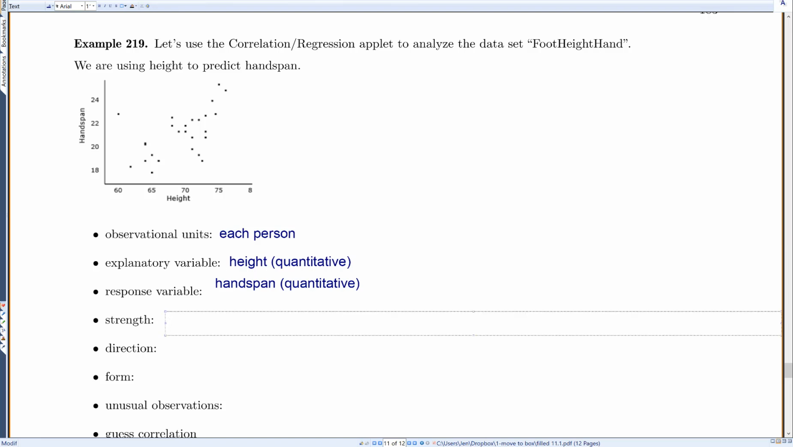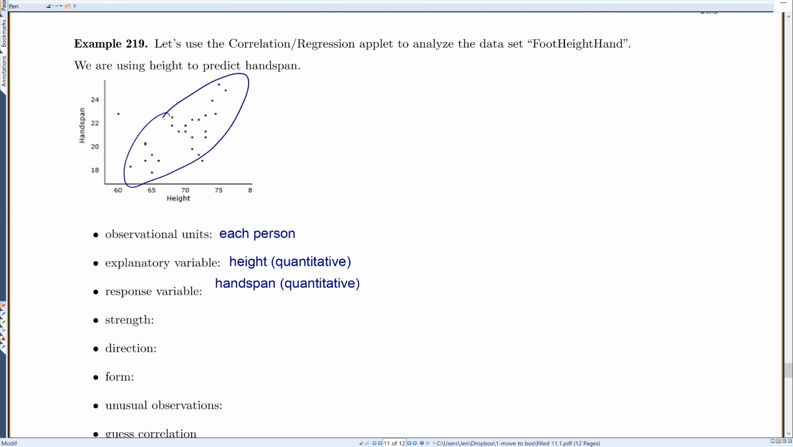My strength, and if I was to draw in my football, it's not super weak. It's not super strong. I'd probably say my strength is maybe moderate. My direction is definitely positive. My form, could you draw a line through here? Yeah, I'd say you could probably draw a line through there. It looks pretty linear.